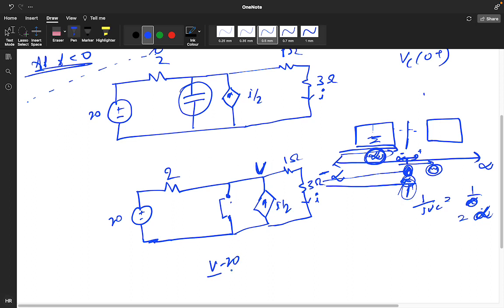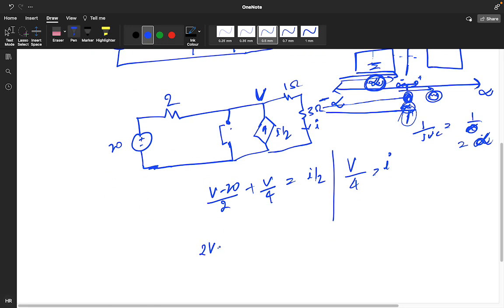Assume v minus 20 divided by 2 plus v by 4 is equals to I by 2. And what is the relation between v and I? v divided by 4 is equals to I. So I is equals to how much? V by 4.